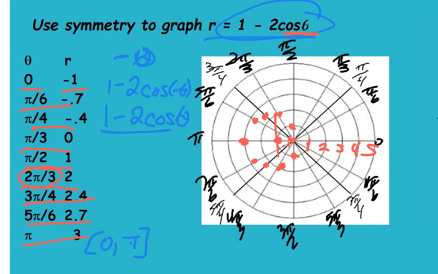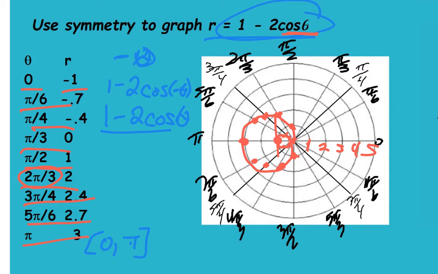And then my last one would be here. And I'm just following the points around. Now, to graph, follow around where you were at. So at 0, it started at -1, and it went like this. And then symmetry says it's going to come back around. And that's the shape.